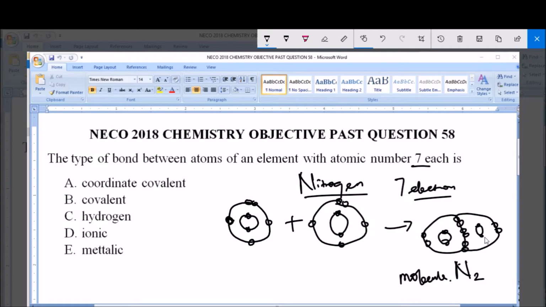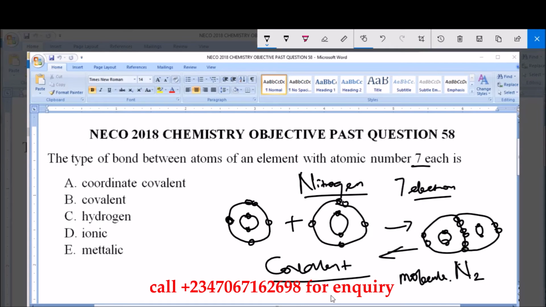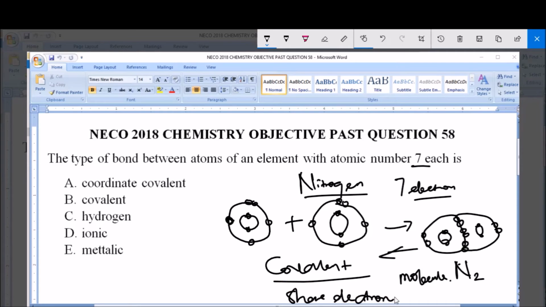Now this type of bonding is what we call covalent bonding, because covalent bonding is a type of bonding whereby the atoms involved share electrons. They share their electrons. So that is option B.